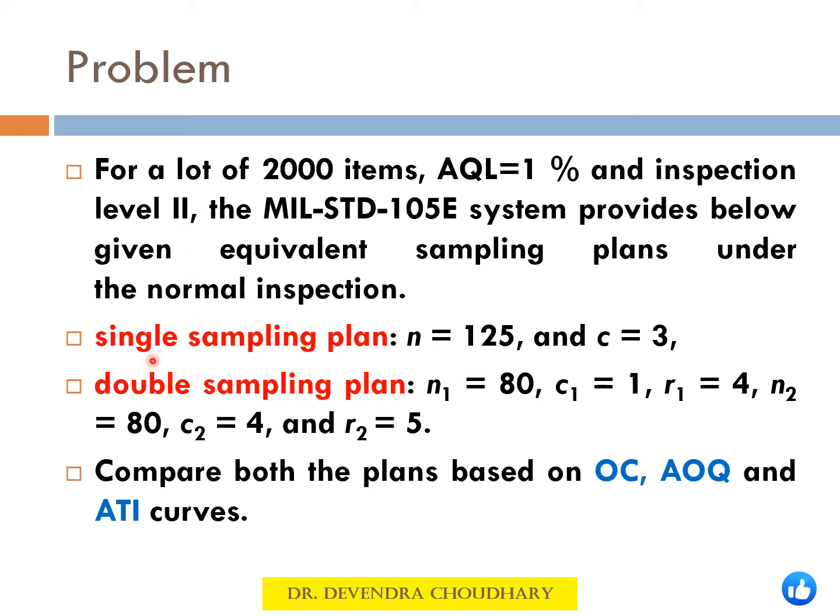For this lot of 2000 items, AQL equal to 1%, and inspection level II, we have a single sampling plan where sample size is 125 and acceptance number is 3, or an equivalent double sampling plan with parameters n1, c1 = 1, n2, c2 = 4, and you are required to compare both plans based on OC, AOQ and ATI curves.